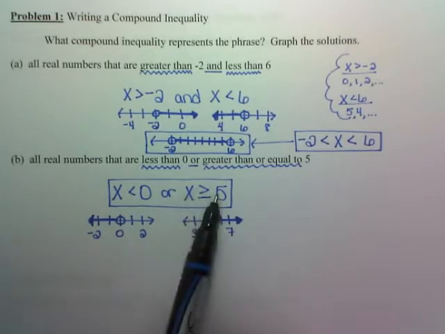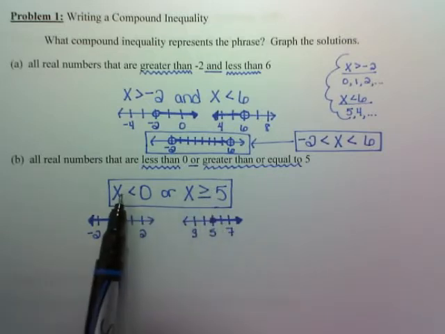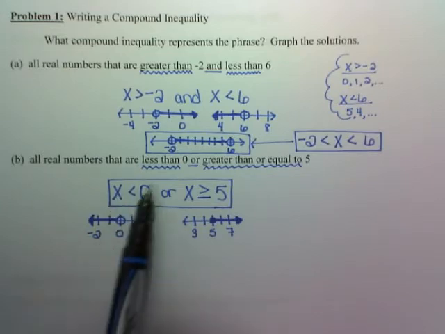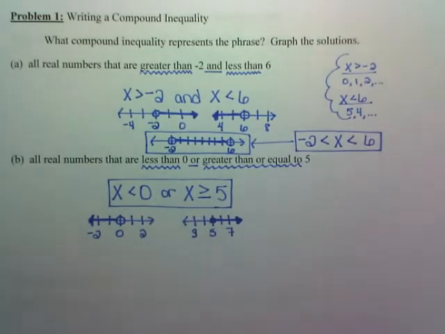7 is greater than or equal to 5. It works in this one. 7 is not less than 0, but that's okay because this is an or statement. It only has to work in one or the other. Now let's look at, say, 2 or 3 here, because neither one of those are graphed.